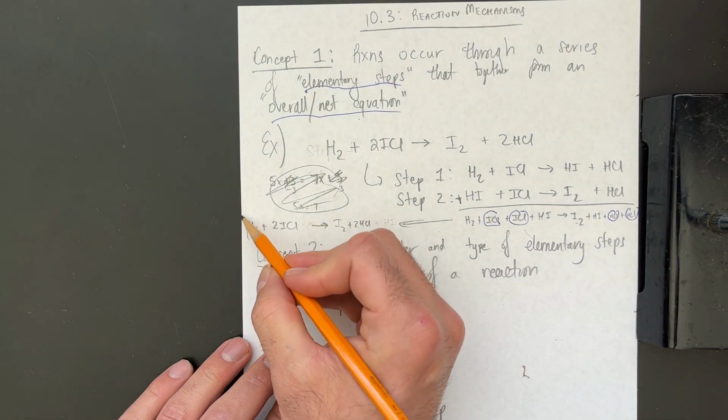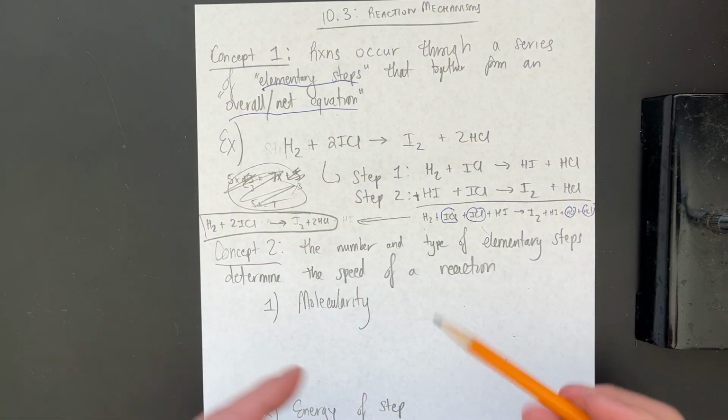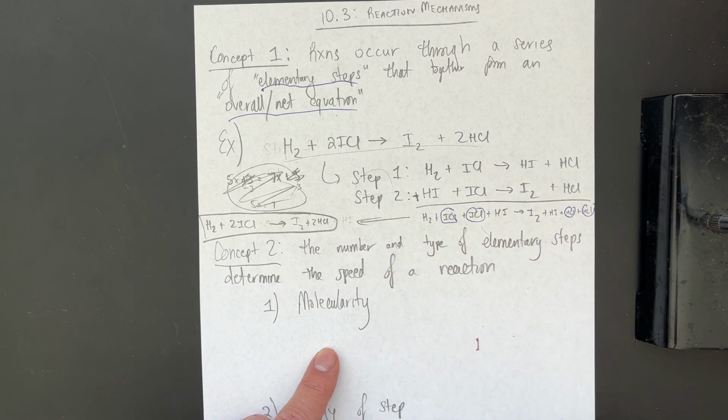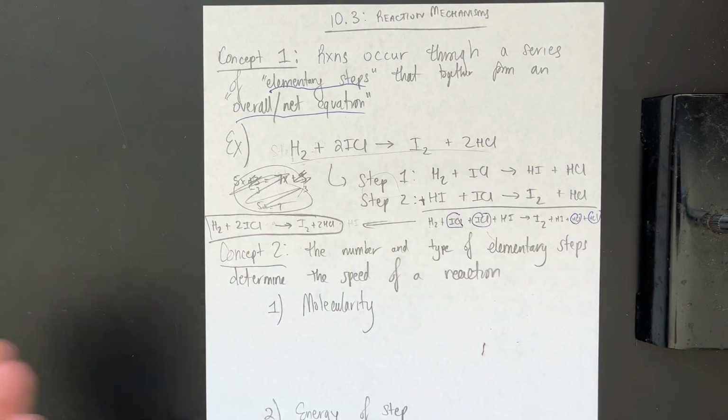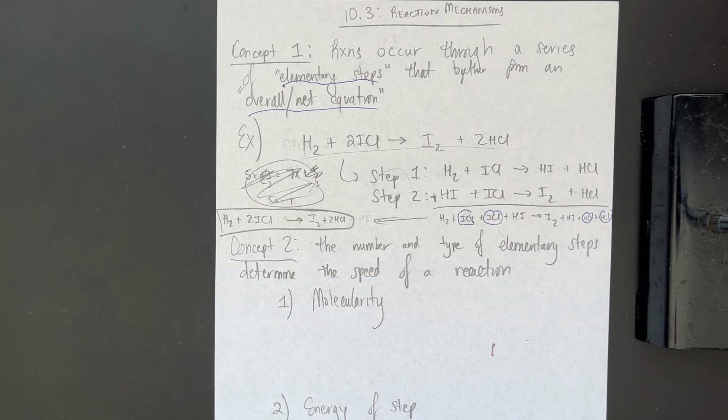And so overall, this is our equation. And oh, look, that's the same thing. Yeah, that's the whole point. This equation that we see is really made up of these 2 elementary steps, which when we add them together, form that overall net equation. And so that's the first concept we learned, this overall idea.